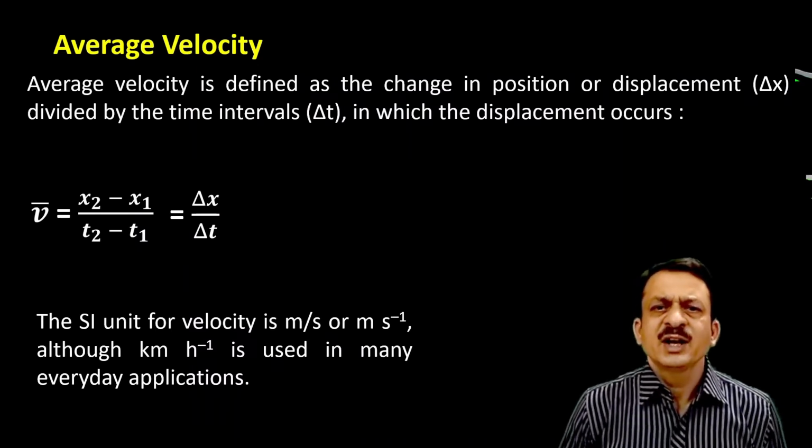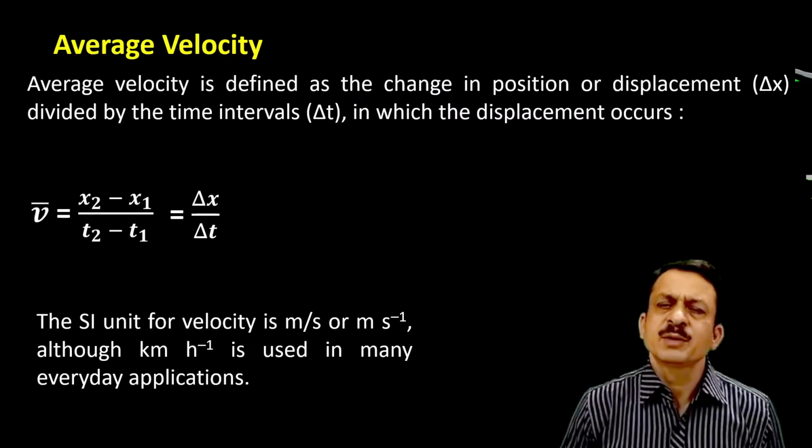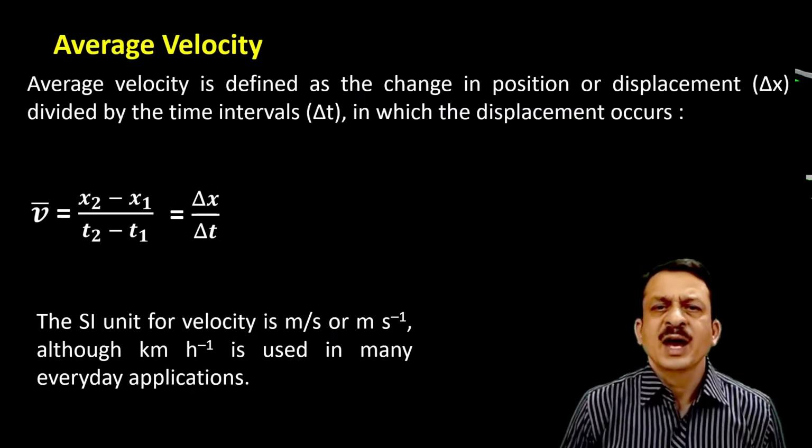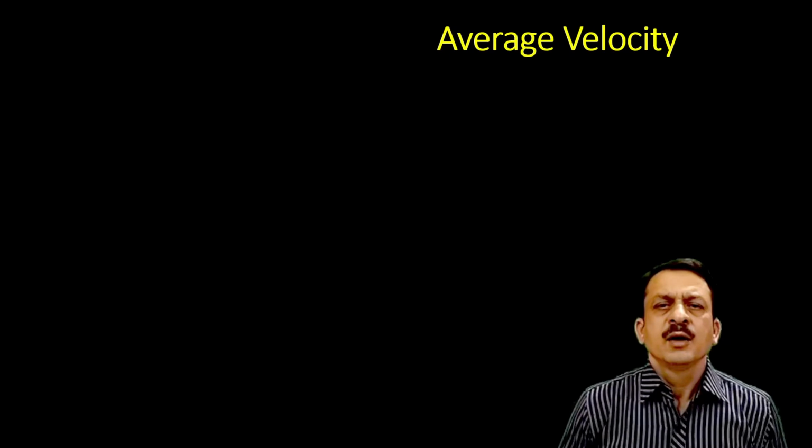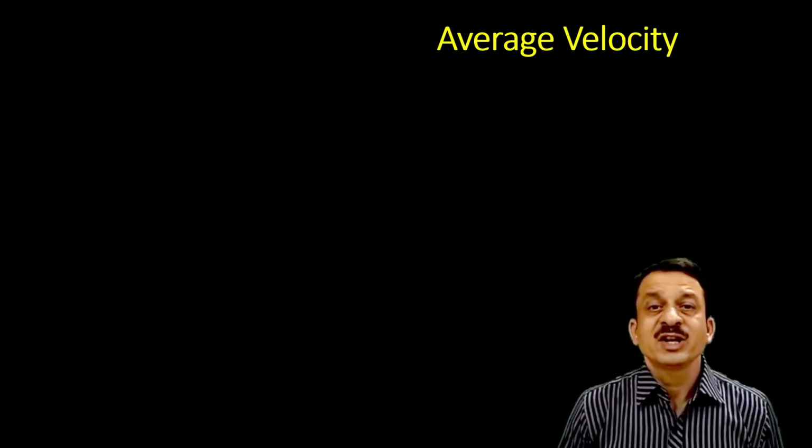But in daily life, we are also using one more unit, that is kilometer per hour. It is also often used in daily life. Meter per second is the SI unit of average velocity. Now, we will look at an example of how we are going to work out average velocity.